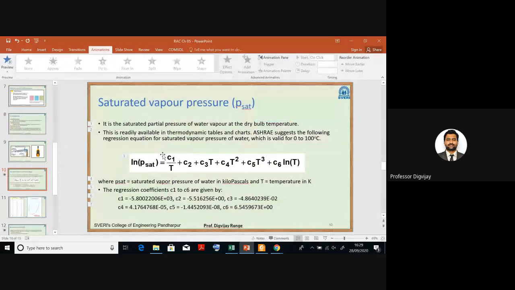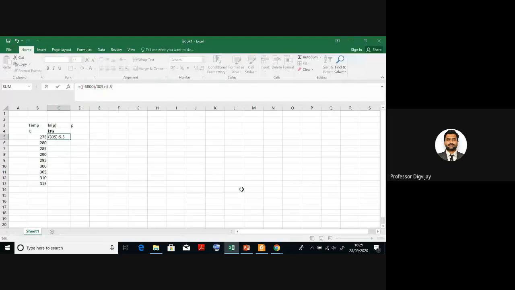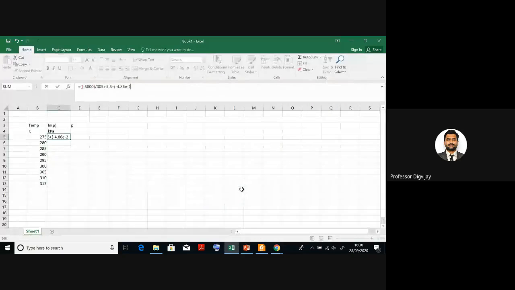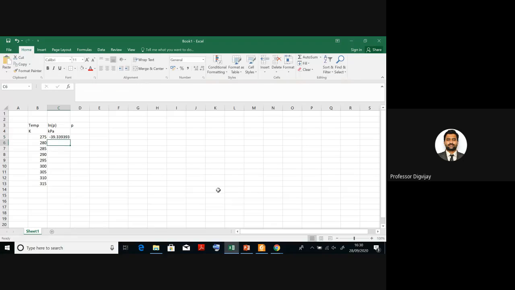Okay. Plus C3 into T. Now C3 here in this case is given by minus 4.86 e to the power minus 2. So I have to go plus, in bracket, minus 4.86 e to the power minus 2. I think it was 2 or 3. Yes, into T, bracket complete, into T, where T is 305 Kelvin.